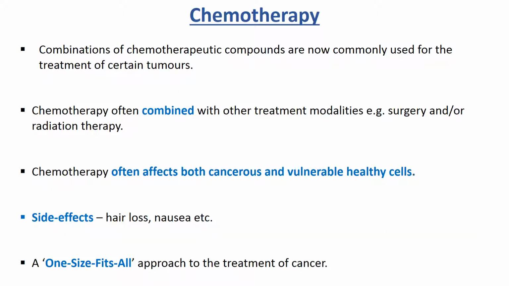Combinations of chemotherapeutic compounds are now commonly used for the treatment of certain tumours. In addition, chemotherapy is often combined with other treatment modalities, such as surgery and/or radiation therapy. As I mentioned, chemotherapy often affects both cancerous and vulnerable healthy cells. This results in side effects such as hair loss and nausea. And chemotherapy is an example of the one-size-fits-all approach to the treatment of cancer.